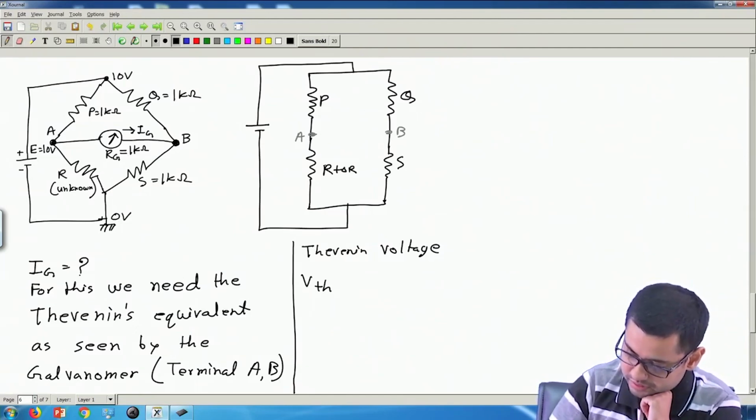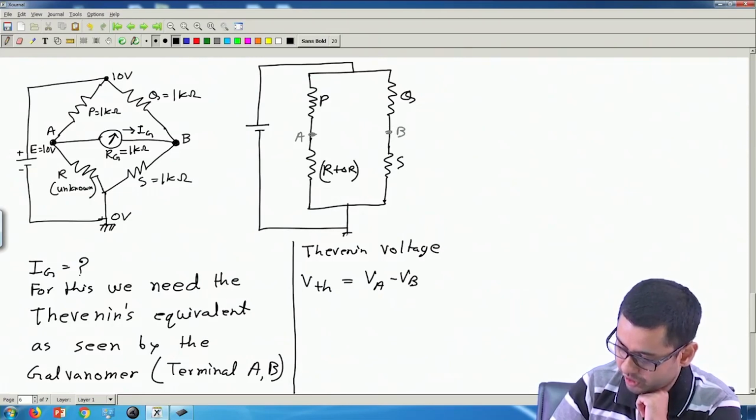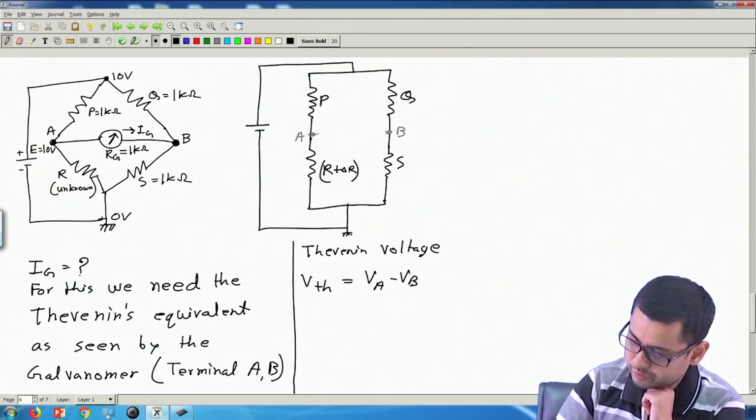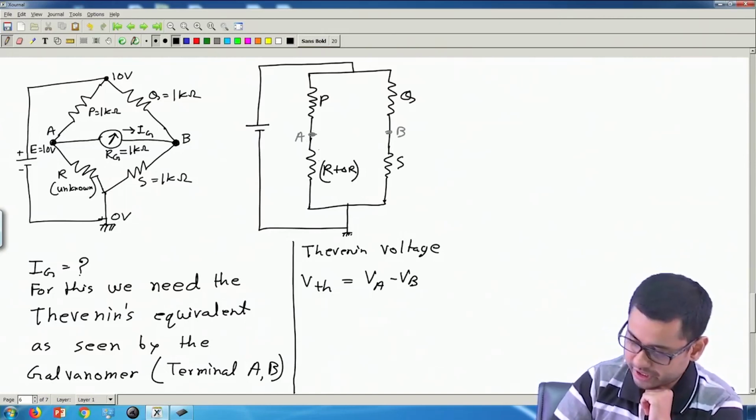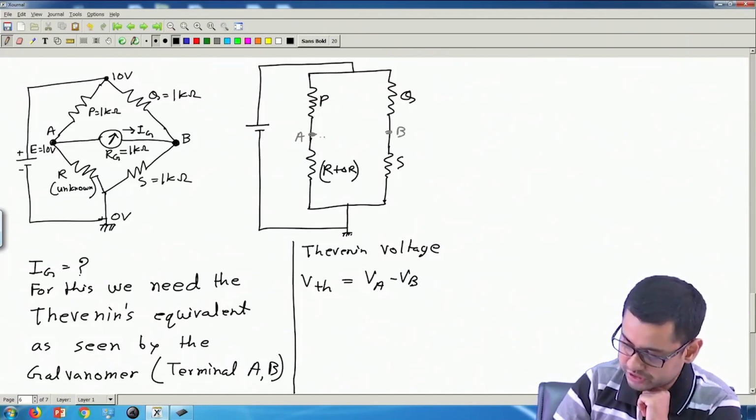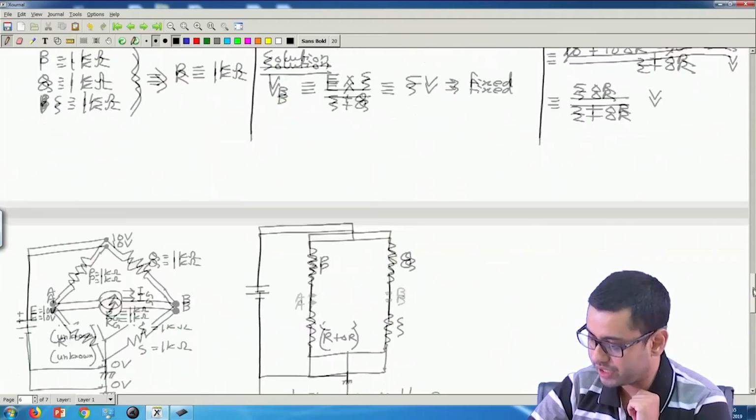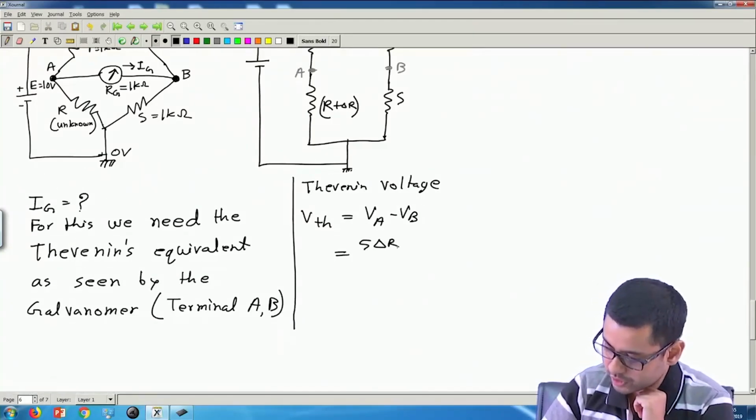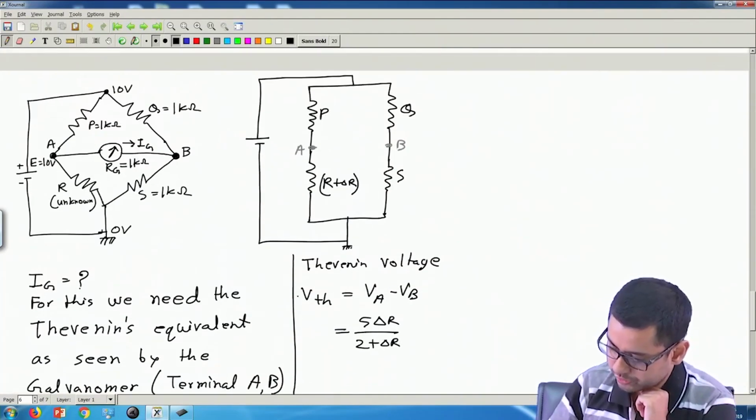Okay. So, this is nothing but VA minus VB as we have computed before, because VB is always going to be 5 volt with respect to this point, and this potential depends on the value of R plus delta R. So, we have computed VA using potential divider rule here, and this is the difference between V and VB in the absence of this detector. So, this is same as computed before, 5 delta R by 2 plus delta R. Okay. This is V Thevenin.